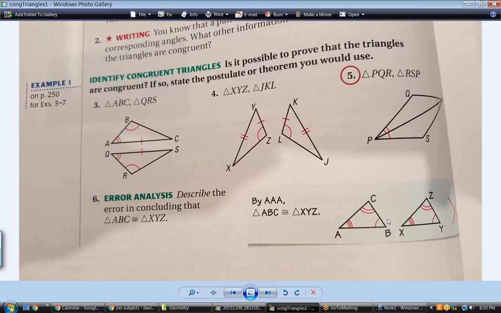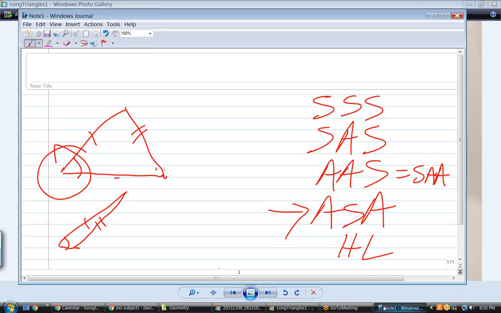There is no AAA postulate. Because on angles, I can have the same three angles and it just doesn't prove congruency. It's similarity is what that is. And if you haven't discussed similarity yet, you will next. In other words, if I have three angles, I have two similar triangles, but I don't have congruent triangles.